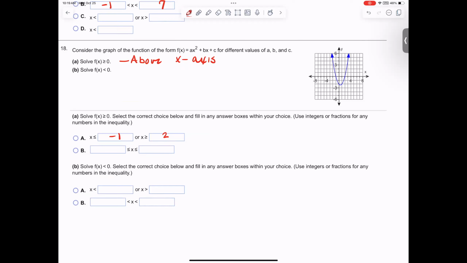Where is it below the x-axis? Then it's the opposite. If it is above that way and that way, it's below in between. So where is that going to be?